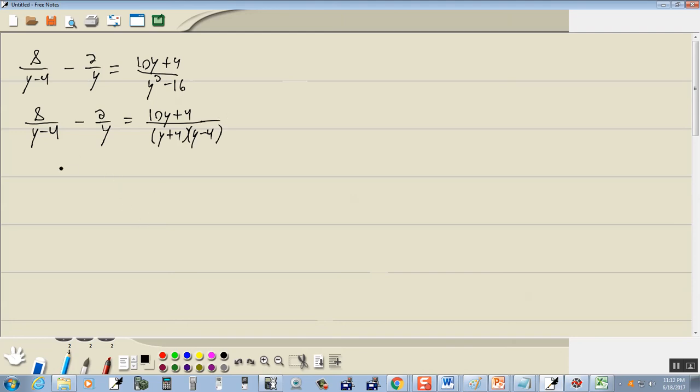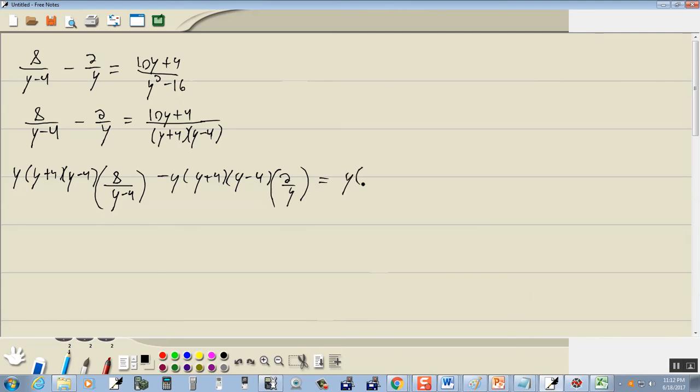And we're going to multiply everything by the LCM of all our denominators. So we're going to have, is that really a y? Yeah, it is. Okay. We've got y times y plus 4 times y minus 4 times 8 over y minus 4, minus y plus 4, y minus 4 times 2 over y, equals y times y plus 4 times y minus 4 times 10y plus 4 over y plus 4, y minus 4. That y minus 4 cancels that y minus 4, this y cancels that y, this y plus 4 and that y plus 4, this y minus 4 and this y minus 4.